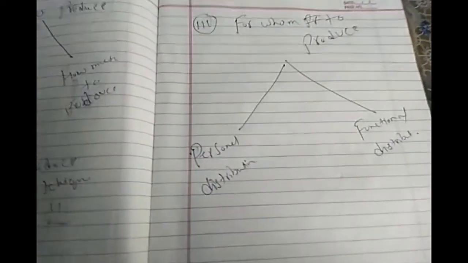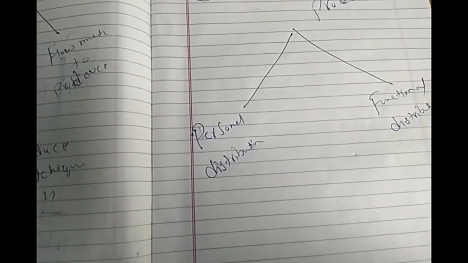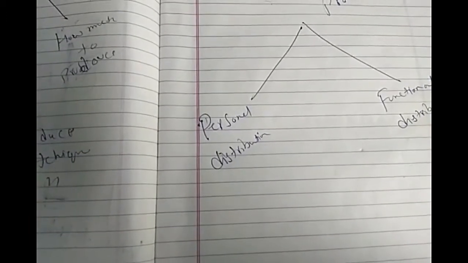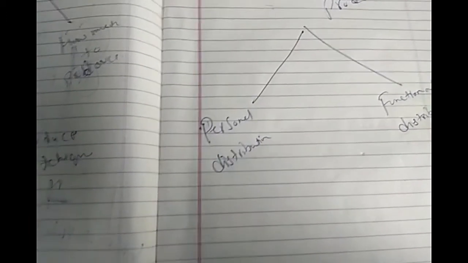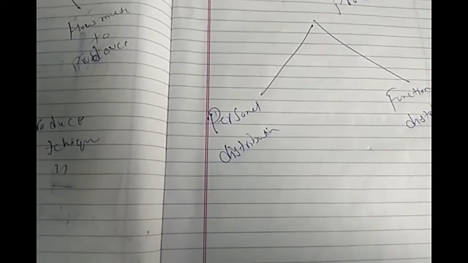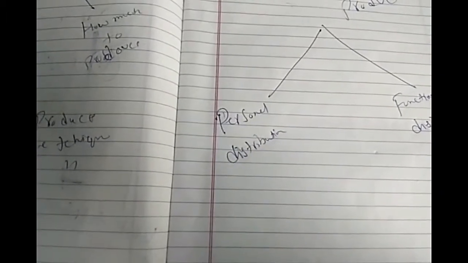First is personal distribution. It means how national income is distributed among the different groups of people in the economy. On the basis of that we can get to know that those who are getting more income will get more, and those who have less income will get less.